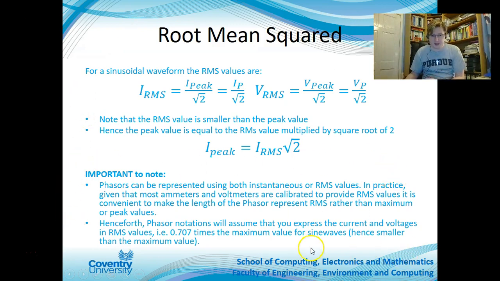Note this bit here at the bottom of this slide. So phasors can be represented using both the instantaneous or the root mean squared value. In practice, ammeters and voltmeters are calibrated to give RMS values, and it's more convenient to move the length of the phasor, the RMS, rather than the maximum. So phasor notations are usually expressed as RMS values, unless specifically stated otherwise. We'll go through some examples of that in the tutorial.